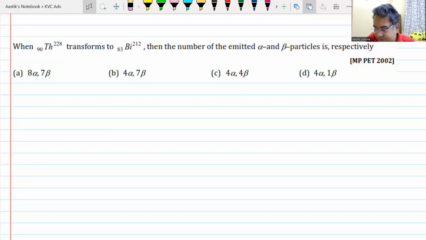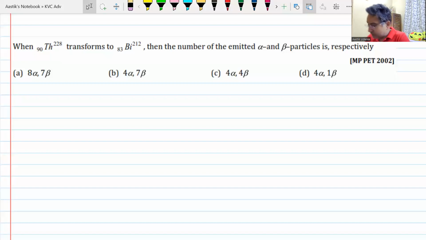Then we have this question: thorium 228, 90 transforms to bismuth 212, 83. Find the number of alpha and beta particles. These types of questions are in fashion these days. You might find them in the exam. So how are we supposed to do this?